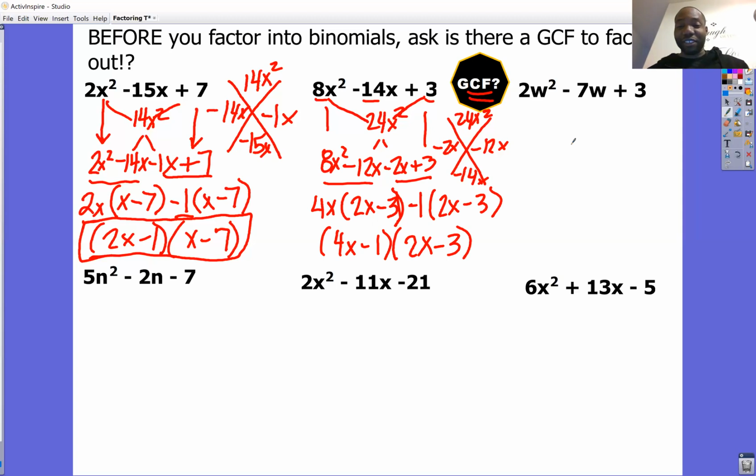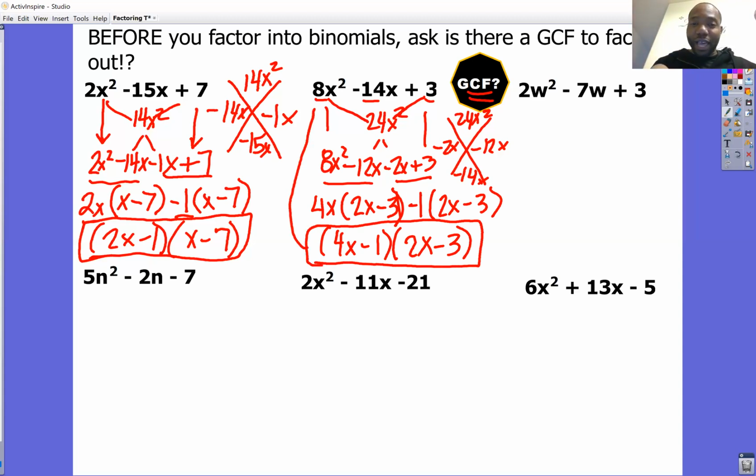And it's the same thing. What used to be on the outside is now on the inside. What used to be on the inside is now on the outside, but you still get the same binomials. And what are these? These are the factors that multiply to give you this expression. So if you fold that back out, you will end up with 8x squared minus 14x plus 3.